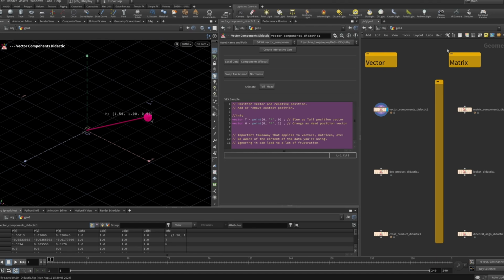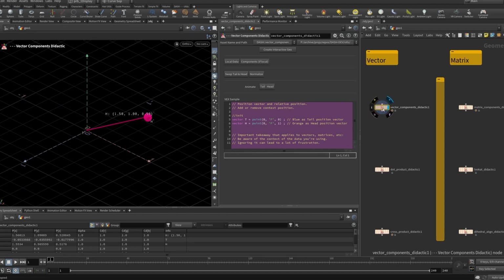All right, so I'm going to do a quick rundown first on the vectors and then on the matrices. But if you have suggestions for other topics that you think would be very interesting to have such kind of assets, let me know. Okay, so I'm going to start here with the vector components.